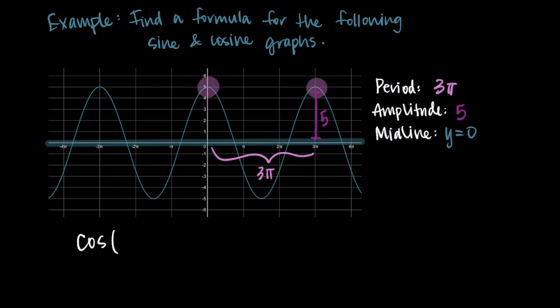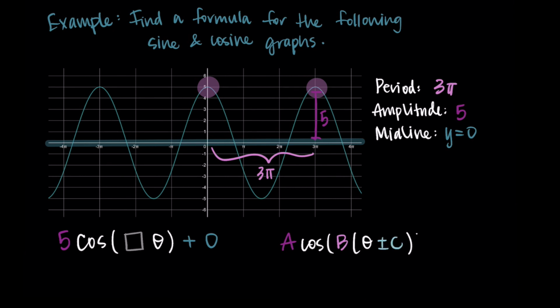Okay, so we need to take our period, amplitude, and midline and put them into our formula. The amplitude is the A transformation, it's on the outside, so I have 5 times cosine. Then the period is going to be multiplied by the theta. We're going to need to deal with that in a moment, so I'm just going to leave it as a box here. And then the midline doesn't change, so it's just a plus 0 at the end.